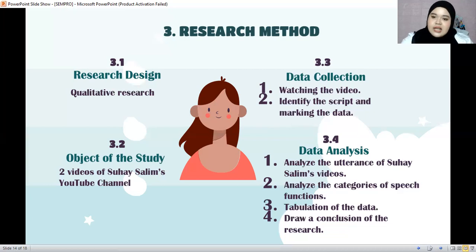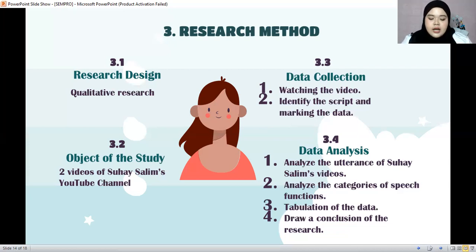Okay, next is the data analysis. After collecting the data, the researcher analyzes and organizes the data, and the steps are: first, analyze the utterances of Suhail Salim's videos. Her utterances that contain speech functions must be sorted based on the categories. After that, the researcher will write the time in which she says the utterances that are categorized as speech functions.